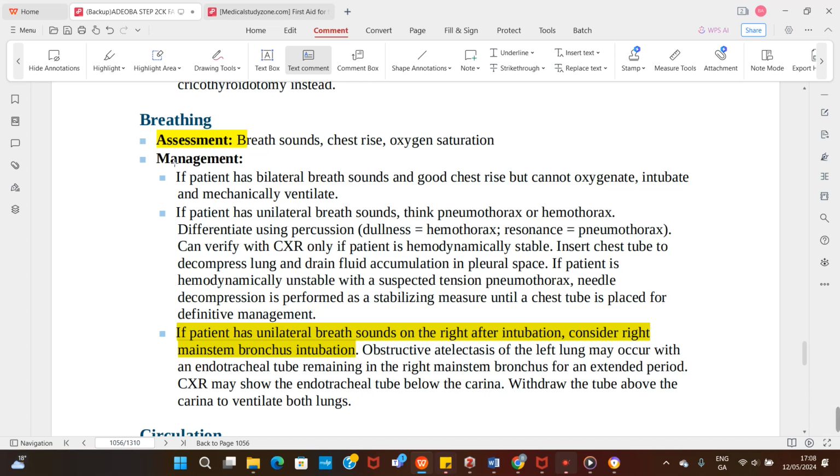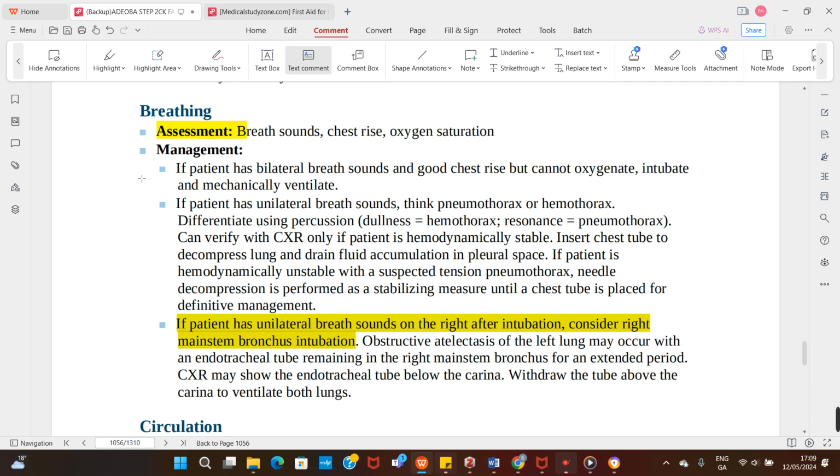You want to quickly percuss the lung to see if there is hyperresonance or dullness somewhere. Because if there's hyperresonance, you think about pneumothorax. If it's dull, you might think of a hemothorax, right? Blood collection within the pleural cavity. Then auscultate for the breath sounds.